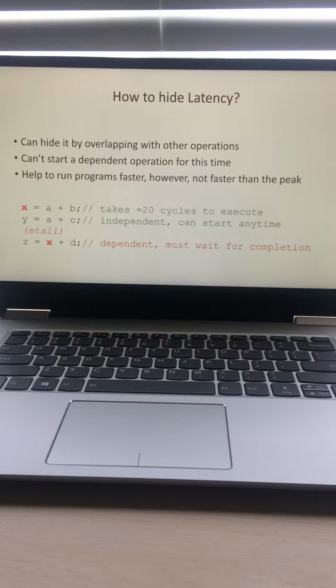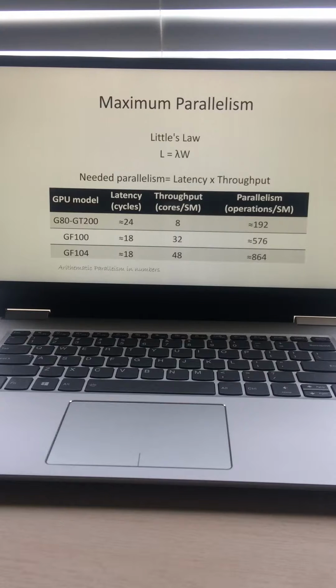Now let's take an example. There are three arithmetic instructions here: x equals a plus b, y equals a plus c, and z equals x plus d. The first two instructions can run simultaneously, as they are independent of each other. However, the third operation, z equals x plus d, requires the completion of the first one. So it is a dependent one, and it must wait for the first instruction to complete.